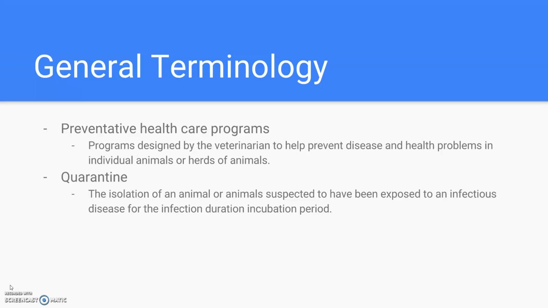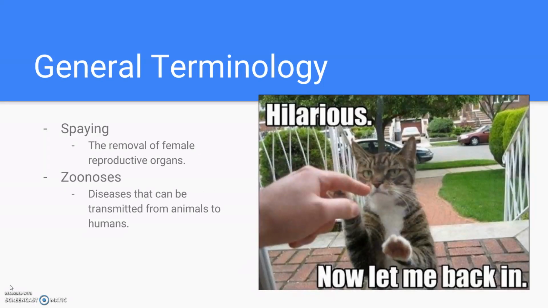Quarantine. So if we quarantine an animal, we are isolating that animal that is suspected to have been exposed to an infectious disease, or it could actually be infected, and we have to remove them from other animals so that other animals don't get infected. Spaying, this is the removal of female reproductive organs, specifically the ovaries. And zoonoses are diseases that can be transmitted from animals to humans.